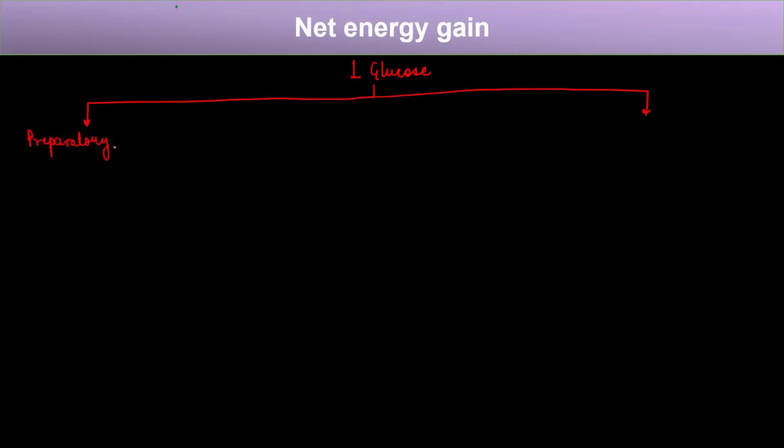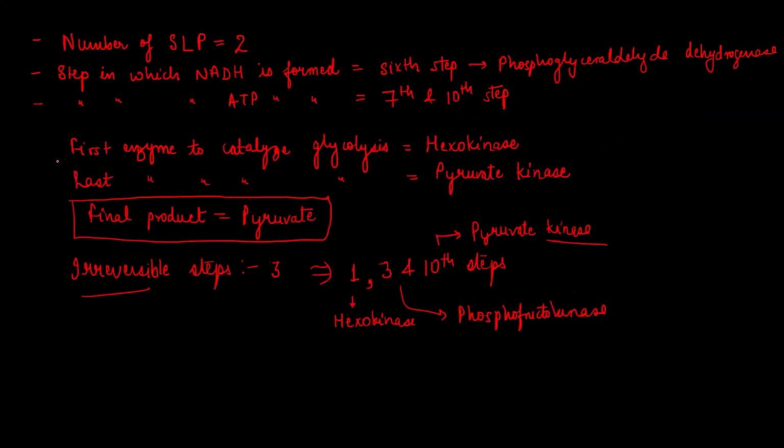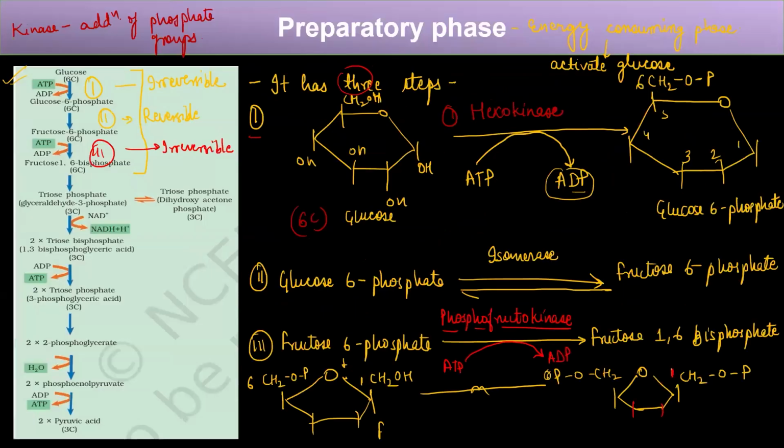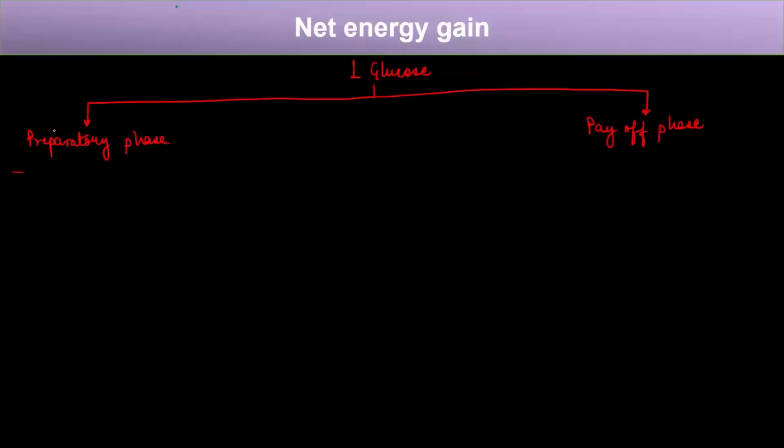So, the first phase is preparatory phase, and the second is payoff phase. Right. Now, what happens in the preparatory phase? In terms of energy, in the preparatory phase we have 2 ATP consumption, right? So we have 2 ATP consumption.